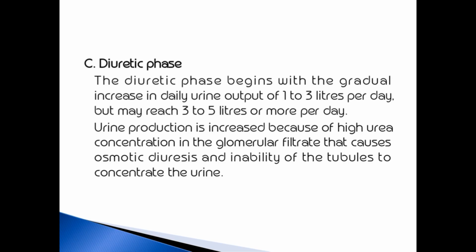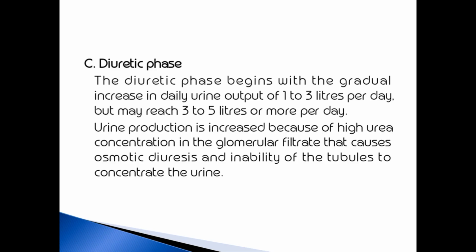So when you're asked to write the signs and symptoms, you can pick either from the oliguric phase, the diuretic phase, and the recovery phase. The third phase under the phases of acute renal failure is the diuretic phase. From the word diuretic, there is diuresis, which means the production of urine will be high, will increase. The diuretic phase begins with a gradual increase in daily urine output of 1 to 3 liters per day.